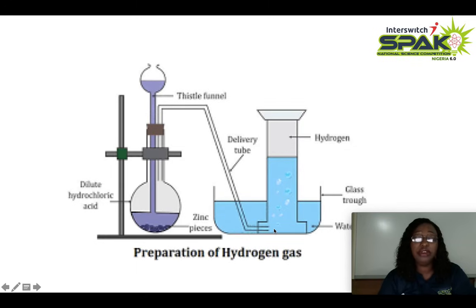Then your hydrogen gas is being produced. The byproduct is zinc chloride. Byproducts are products formed alongside the main products.